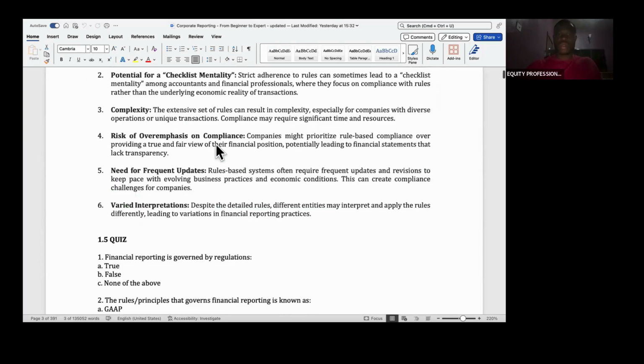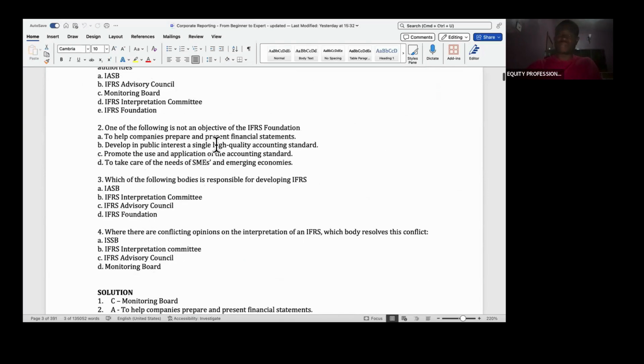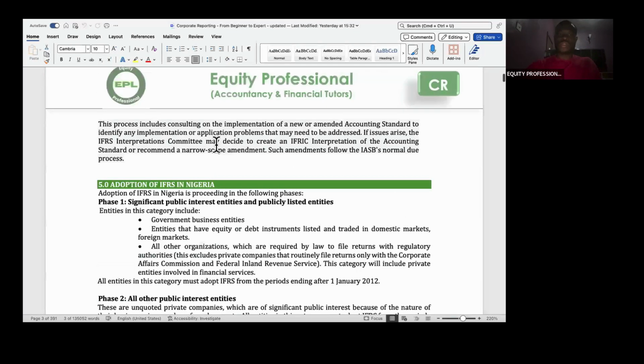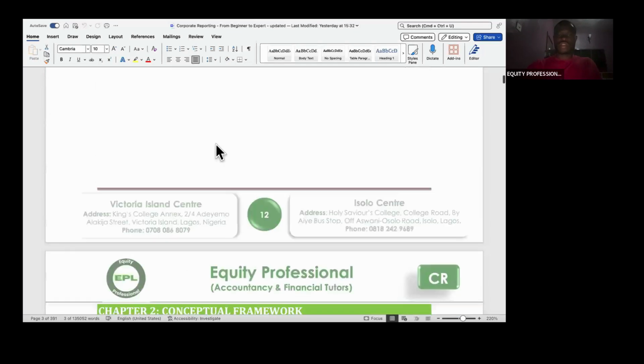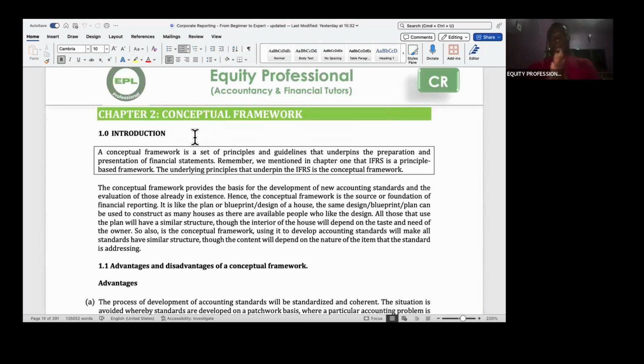Today, we are moving to another 5% part of your syllabus. And this is called Conceptual Framework, which is chapter 2 of these texts.